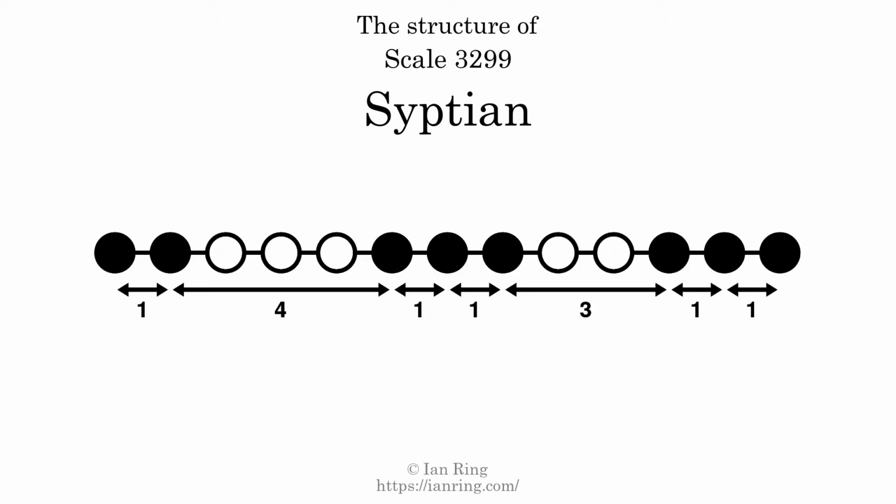The structure of a scale is a description of the interval distance between each successive tone. This scale has a structure of 1 4 1 1 3 1 1.